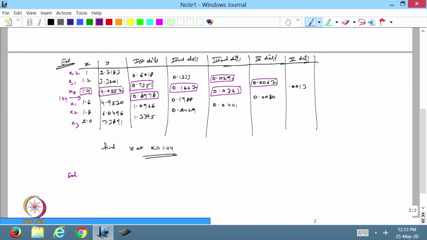So, let us see this one. Solution: my p will be x minus x naught by h. My h in this case is 0.2, which is given to me. So, x is 1.44 minus x naught, which I am choosing as 1.40, divided by 0.2. So, this value is 0.04 divided by 0.2. So, it is 0.4 by 2, and the value will be 0.2.